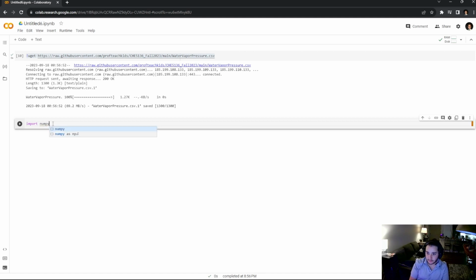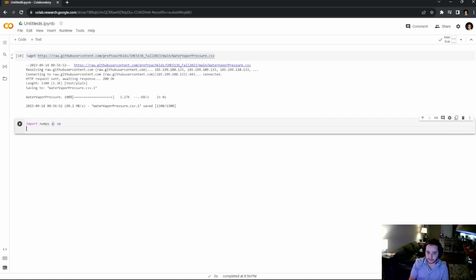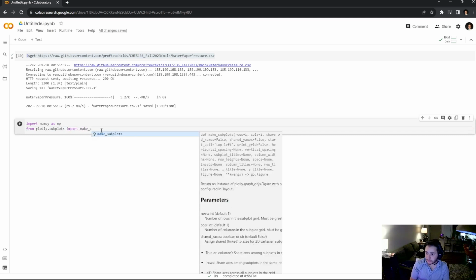numpy as np, and then also we need to from plotly.subplots import make_subplots.